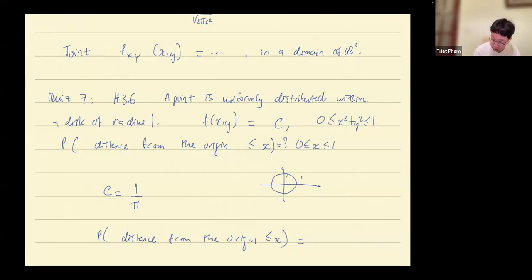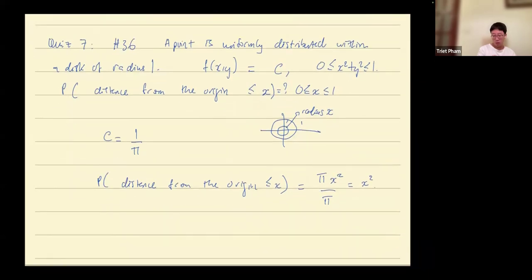Well, in terms of the picture, it should be within the smaller circle of radius X, because that's the only way for it to have distance from the origin less than or equal to X. But because the distribution is uniform, the probability will just be the ratio of the two areas. This is only true for uniform distribution. So the answer is pi X squared, the area of the smaller circle, over the total area, which is pi. And so the final answer is X squared. Okay, any question?